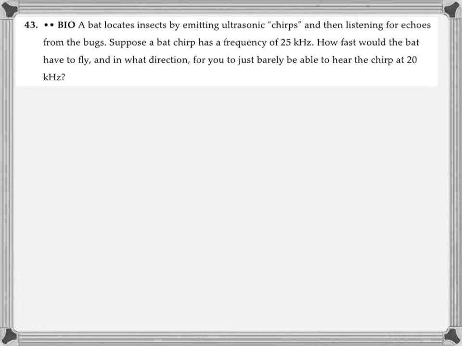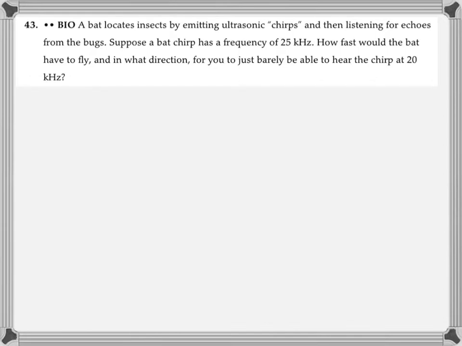All right, here is a problem about Doppler effect. This one is problem 43, again, chapter 16. It says that a bat locates insects by emitting ultrasonic chirps and then listening for echoes from the box. Suppose a bat chirp has a frequency of 25 kilohertz.